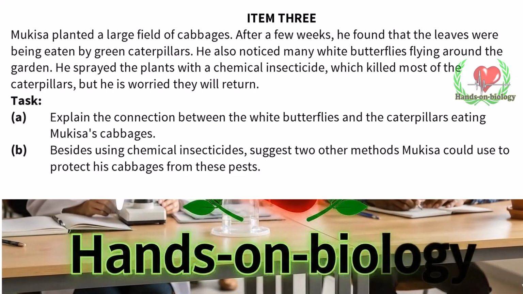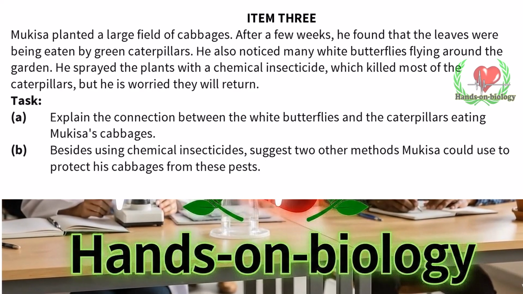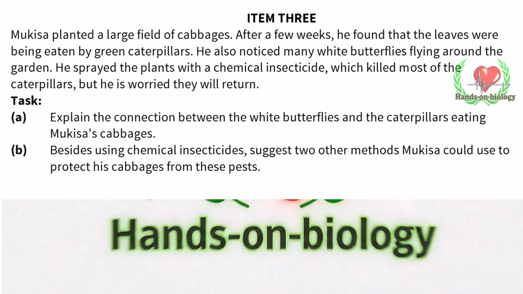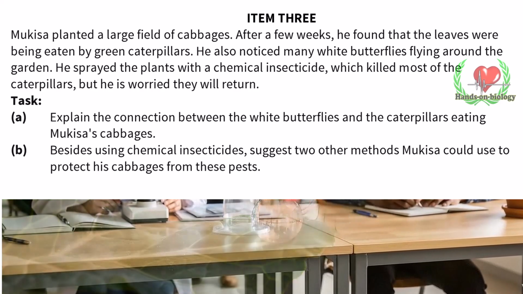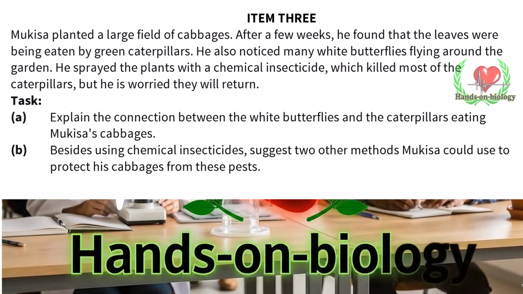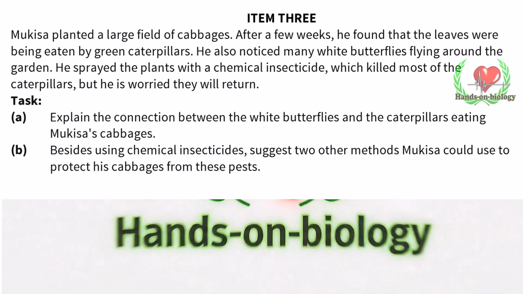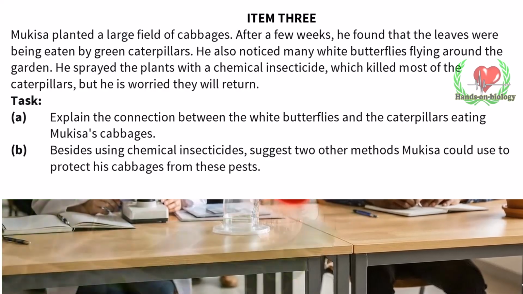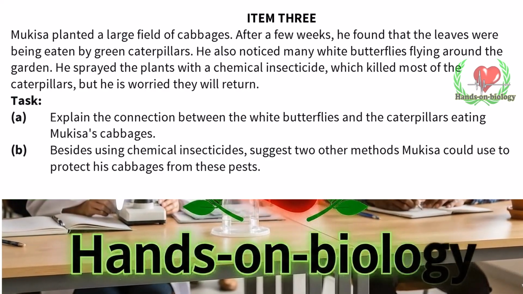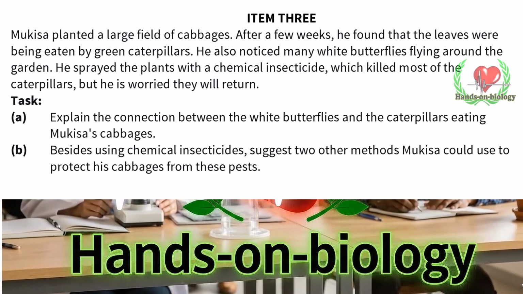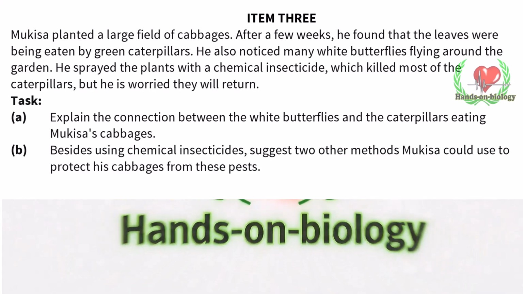Item 3. Mukisa planted a large field of cabbage. After a few weeks, he found that the leaves were being eaten by green caterpillars. He also noticed many white butterflies flying around the garden. He sprayed the plants with a chemical insecticide, which killed most of the caterpillars, but he is worried they will return.